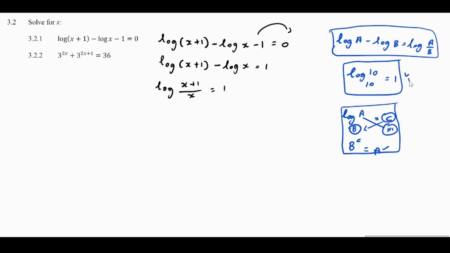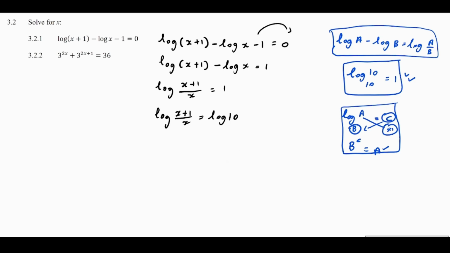So we can change it from log form to exponential form, or I can simply just use this. I like the first one. So I'm just going to say that 1 can be written as log 10 base 10. So I'm going to have the log of (x plus 1) divided by x equal to the log of 10.